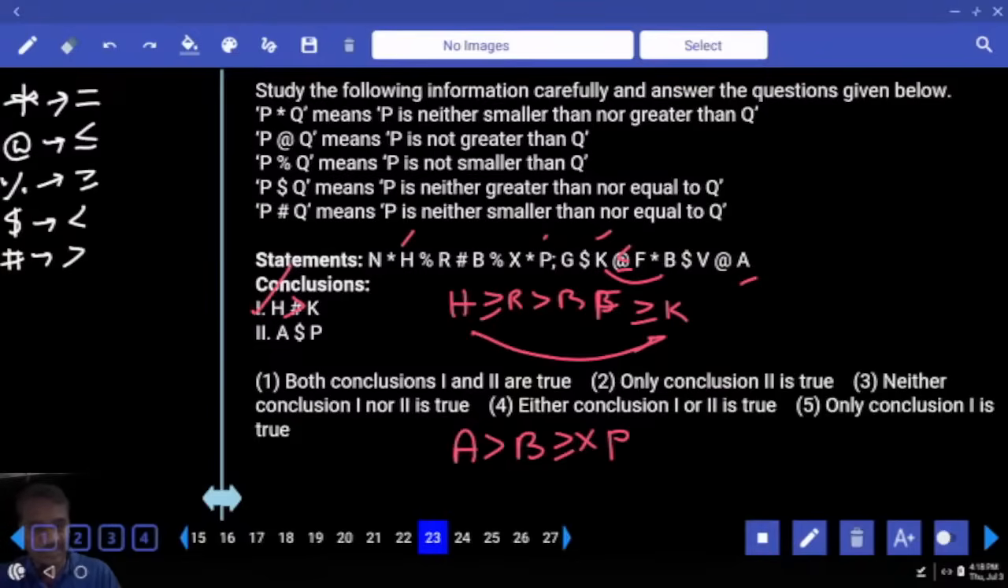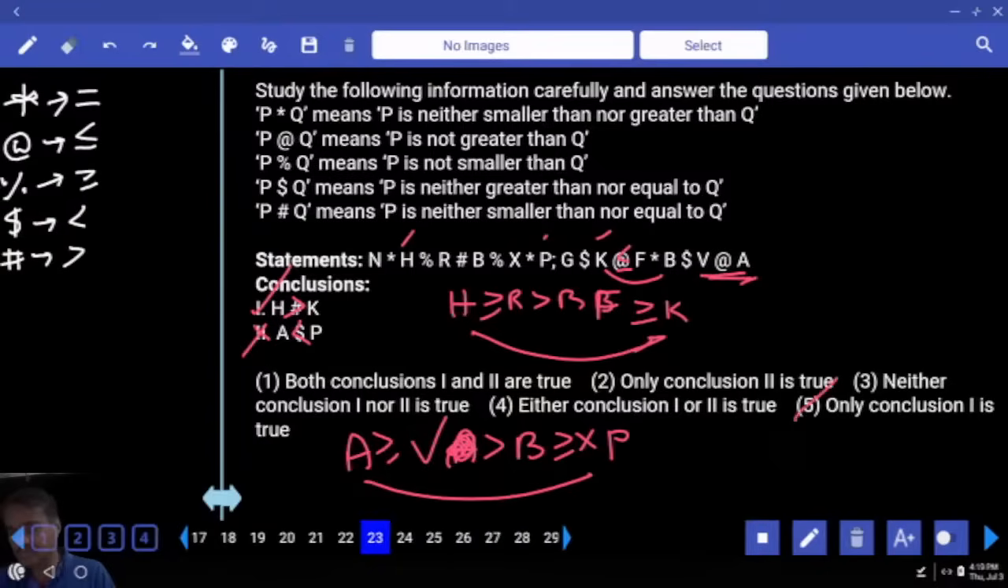Now we need to find out the relation between B to V. B dollar V. Dollar stands for B lesser than V, that is V greater than B. And at the same time, V at the rate of A means V lesser than or equals to A, A greater than or equals to V. Hence from A to P, what is the relation we have? A greater than P. Here it is lesser than is false. Hence only one choice for question number 23.